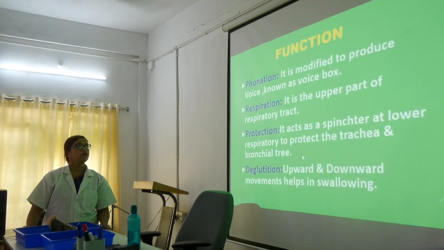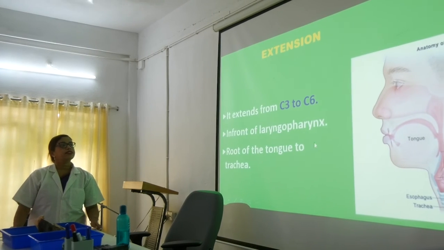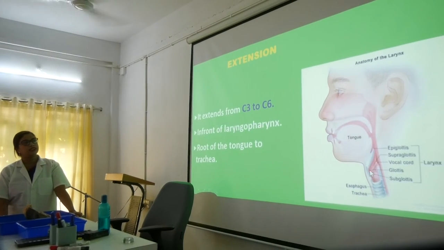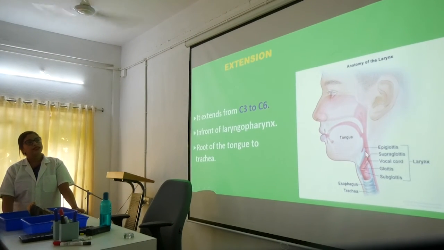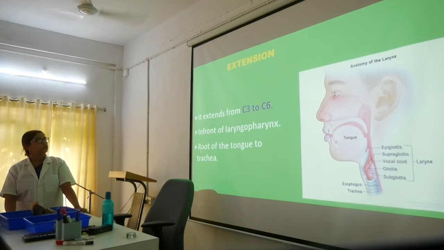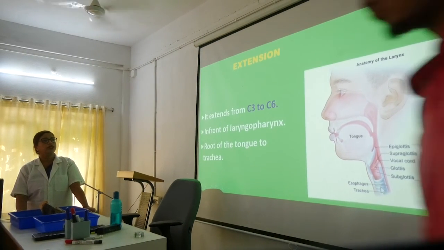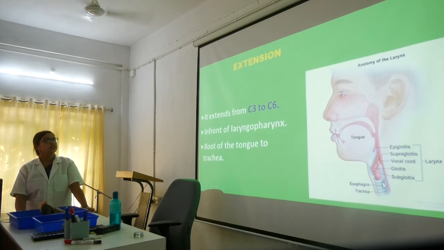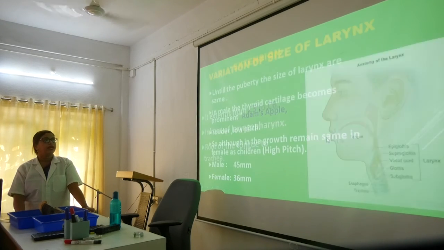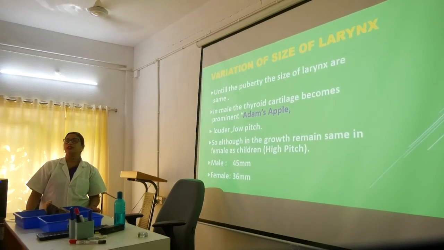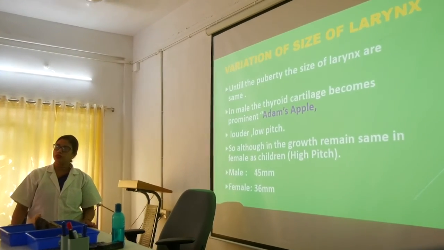Okay, so what is the extension? Extension is from C3 to C6. This is the C3, that means root of the tongue up to the trachea, right? So this is the extension of the larynx. এটা কিন্তু এমসিকিউ আসে, প্রচুর বার এমসিকিউ পাবে। এক্সটেনশন অফ larynx মনে রাখবি C3 to C6.